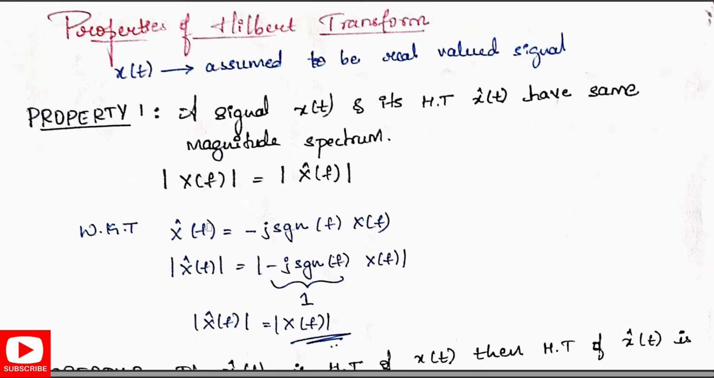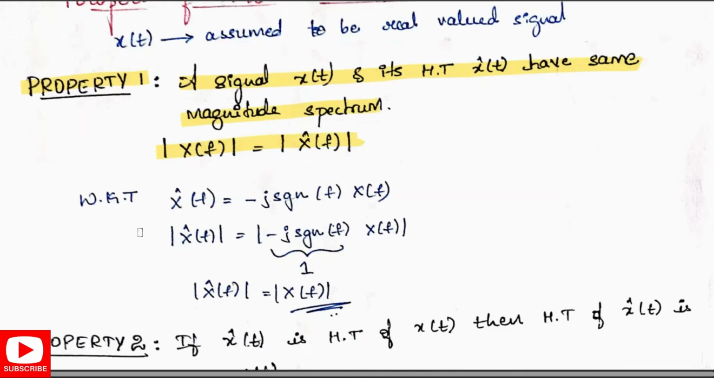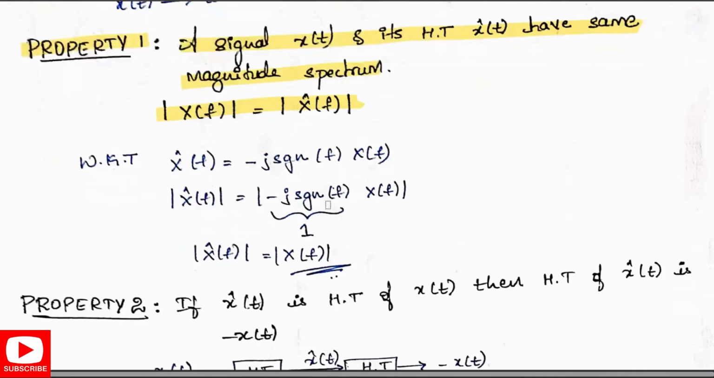Now coming to the properties of Hilbert transform. Firstly, let us assume x of t to be a real valued function. Our first property is defined as a signal x of t and its Hilbert transform x cap of t have the same magnitude spectrum. So that is magnitude of X of f is equal to magnitude of X cap of f. We know that X cap of f is equal to minus j signum function of f into X of f. So taking the magnitude on both the sides, we know the magnitude of minus j signum function of f is 1. So finally we get this, it is proved. This is our first property.